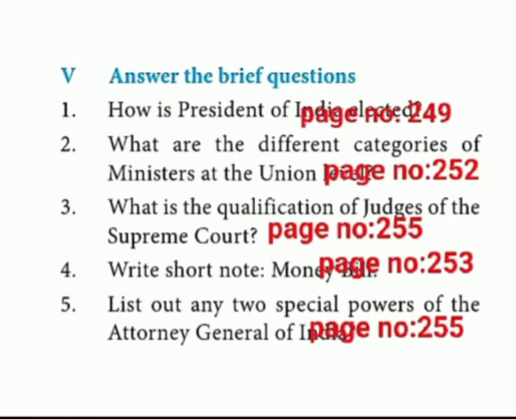Then page number 255 take it. The top one para is there now for attorney general. Second line, you strike out he. Instead of he, you have to write attorney general of India. Spelling general, it is nearby only. Attorney general of India has the right, till the para end. 5-6, Roman letter 5, 6th answer.